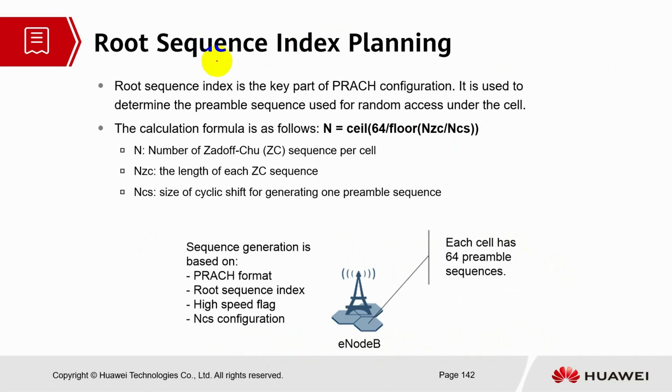Root sequence index planning. The root sequence index is the key part of the PRACH configuration. It is used to determine the preamble sequence used for random access under the cell. So how many preamble sequences do you need to send? What is the maximum? There's a calculation here. The sequence generation is based on the PRACH format, root sequence index, high speed flag, and NCS configuration. Each cell has 64 preamble sequences. This is standard.